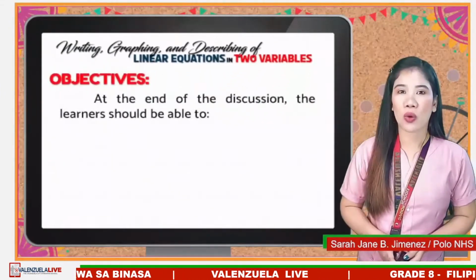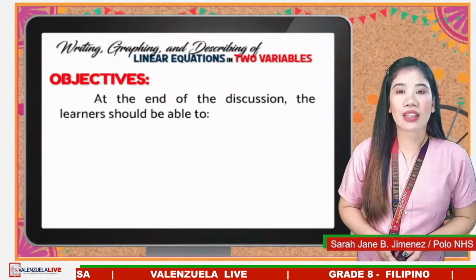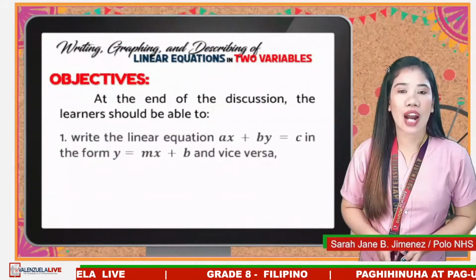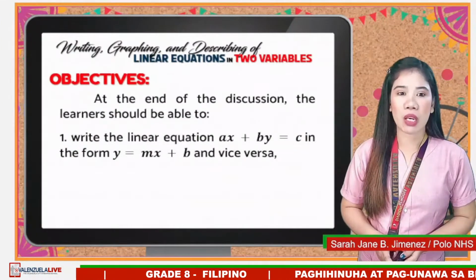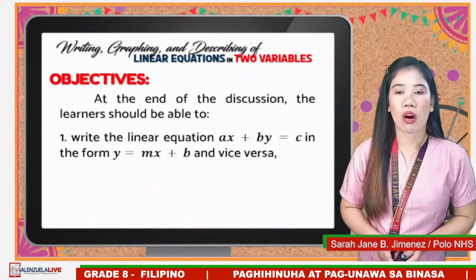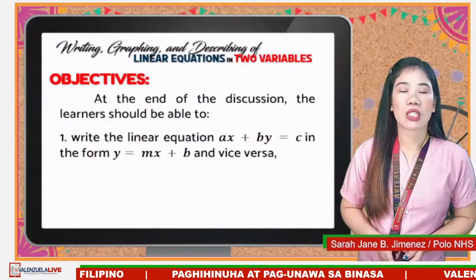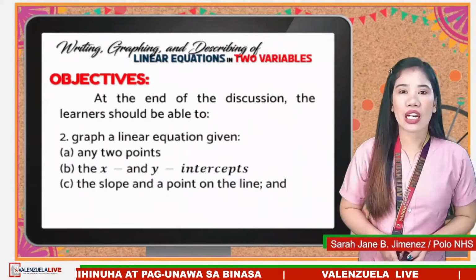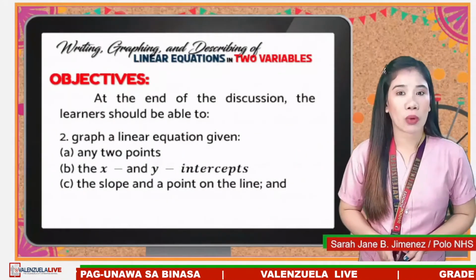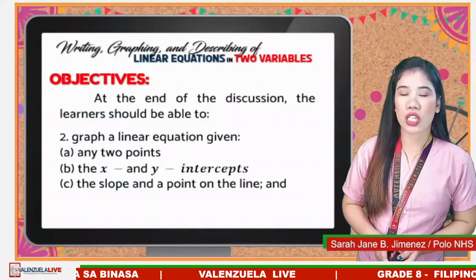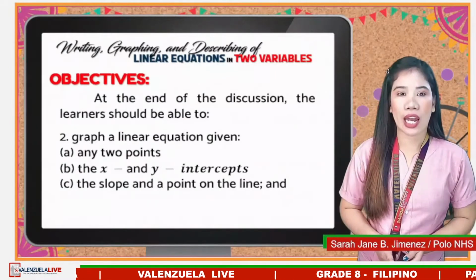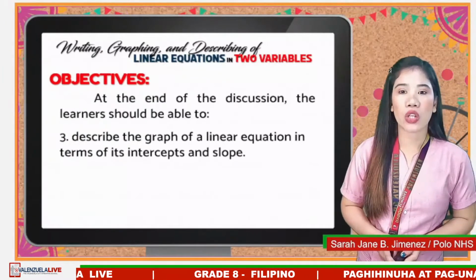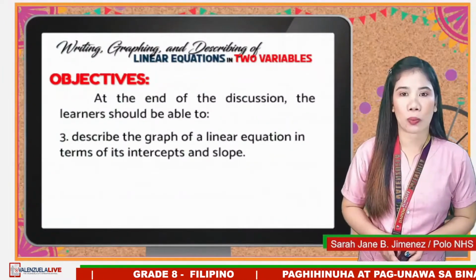Let me present to you our objectives for today. At the end of the discussion, you should be able to first write the linear equation ax plus by is equal to c in the form of y equals mx plus b and vice versa. Next, graph a linear equation given any 2 points, the x and y intercepts, the slope and a point on the line, and lastly, describe the graph of a linear equation in terms of its intercepts and slope.